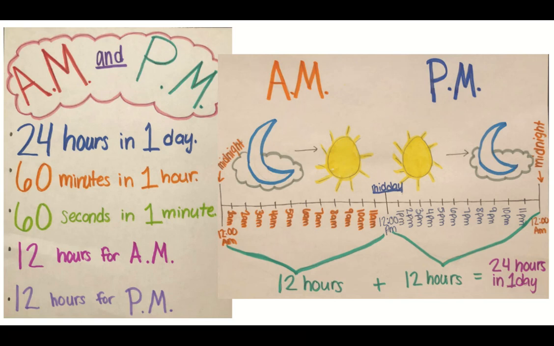PM is from noon or midday to midnight or just before midnight at 11:59 p.m., as midnight or 12 o'clock is considered AM since it is the beginning of a new day. PM is the time of day where the sun begins to set or go down. 60 seconds make up 1 minute, 60 minutes make up 1 hour, and 24 hours make up a whole day. You can use these in the classroom to help you remember all about time and the difference between AM and PM.